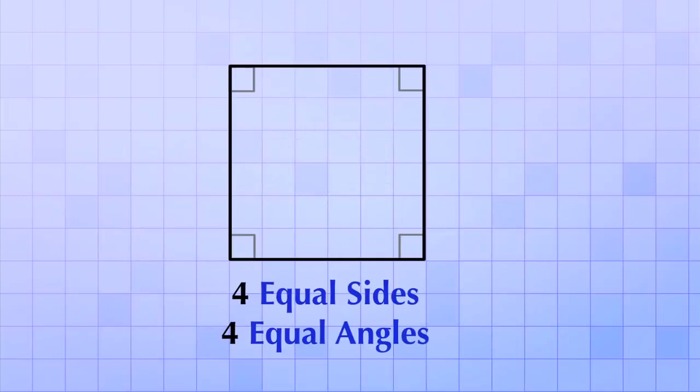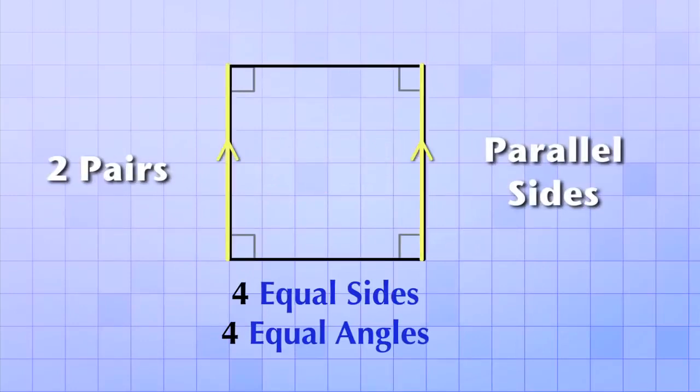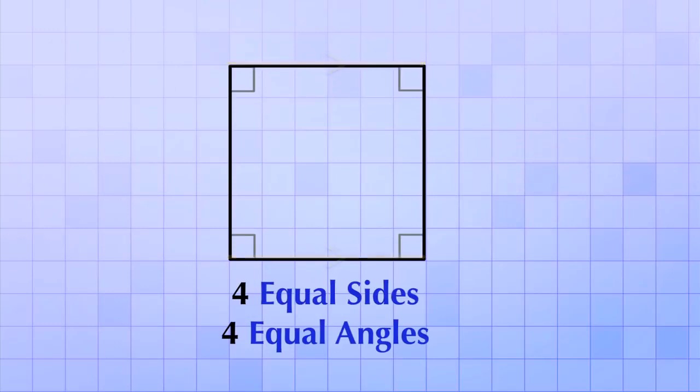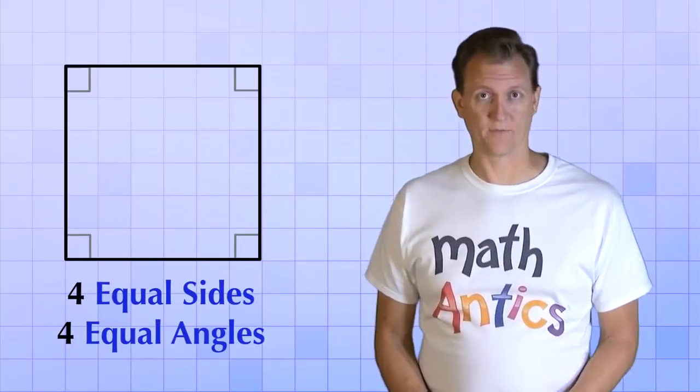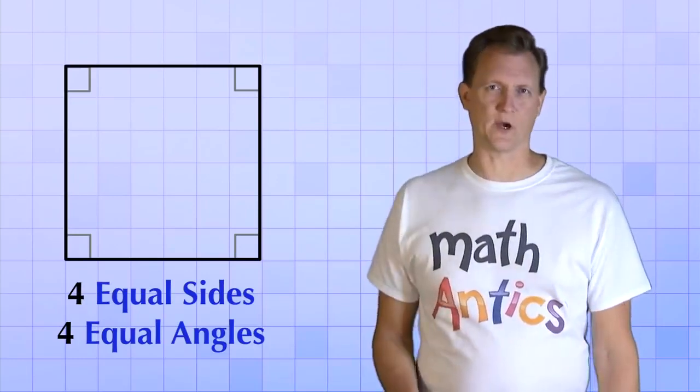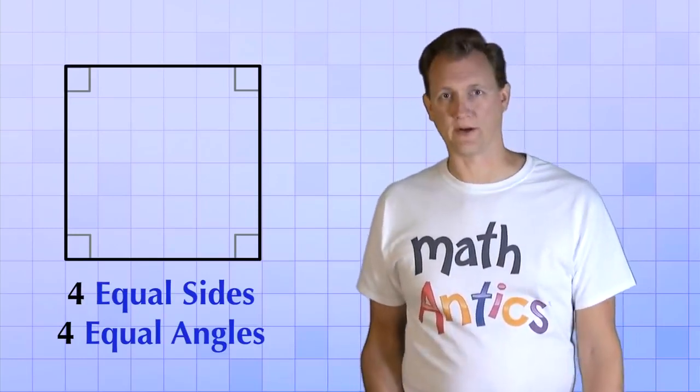Notice also that a square is formed by 2 pairs of parallel sides. These 2 opposite sides are parallel, and these 2 opposite sides are parallel. We'll see why that's important in a few minutes. Okay, so squares are an important type of quadrilateral, but we're going to make some changes to this square to see what other types of quadrilaterals there are.